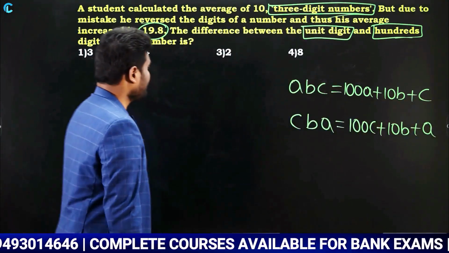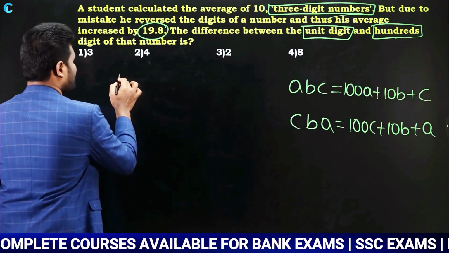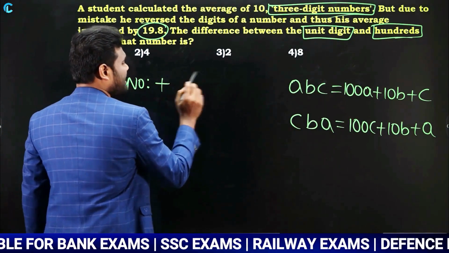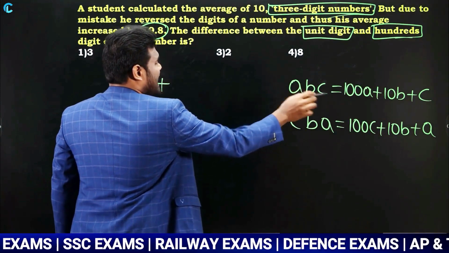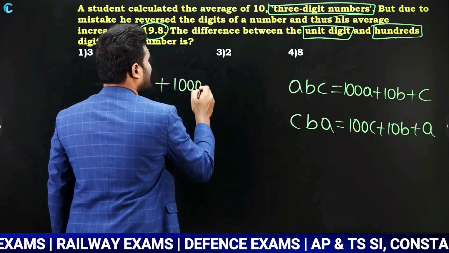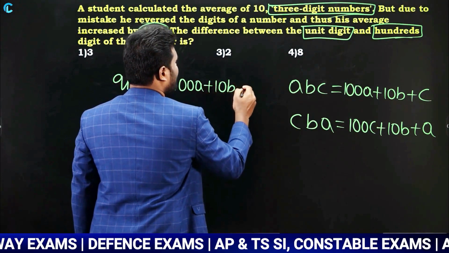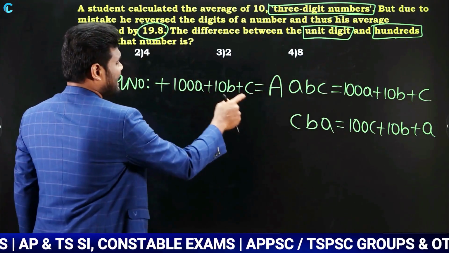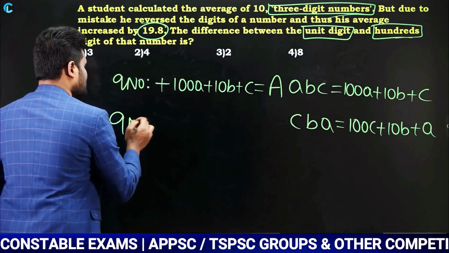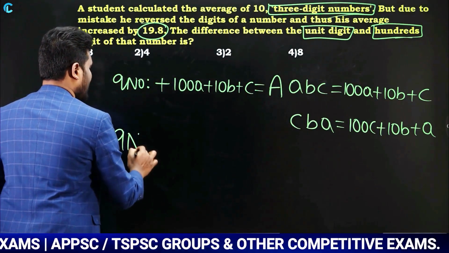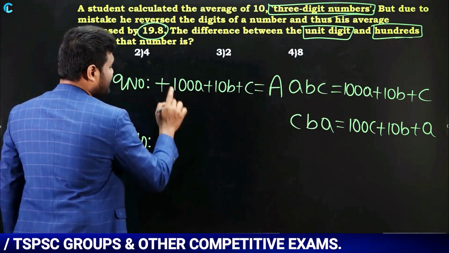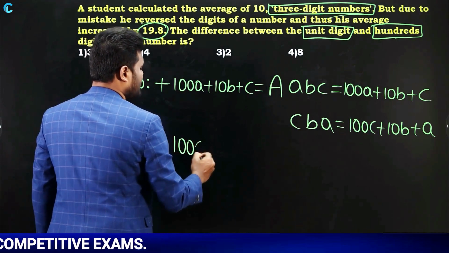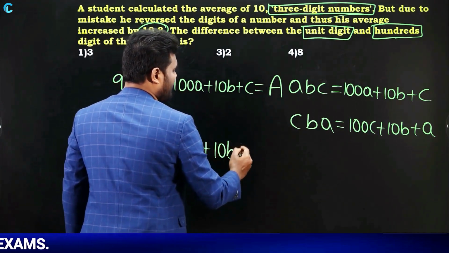Now, if you calculate this, out of those 10 numbers, 9 numbers are going to be the same anyway. The remaining number is nothing but the 3-digit number ABC. As it is a 3-digit number ABC, we need to write it as 100A plus 10B plus C, and let us say the average is A. Later, again these 9 numbers are the same as they were, but the last number is interchanged. As it is interchanged, it is going to be 100C plus 10B plus A.